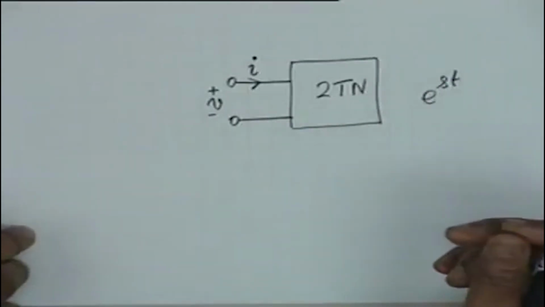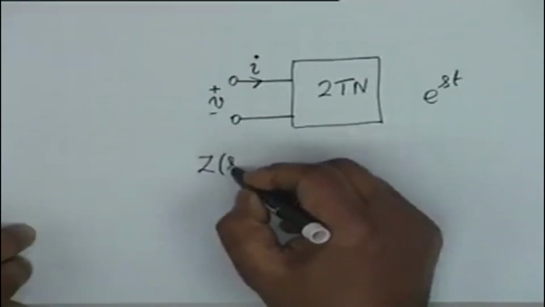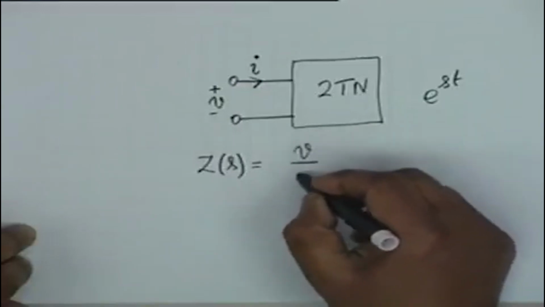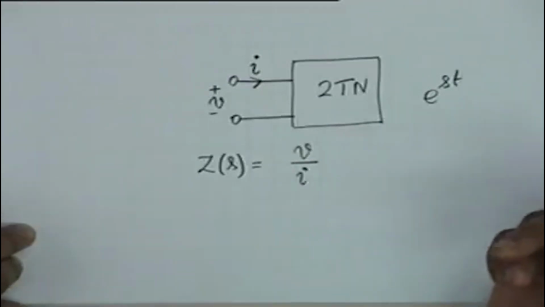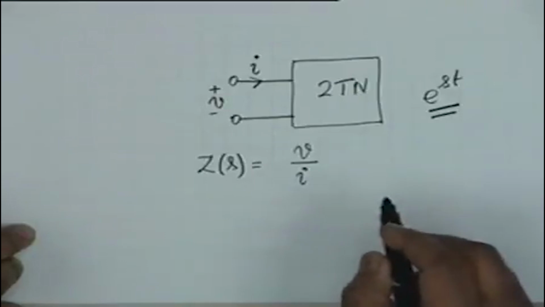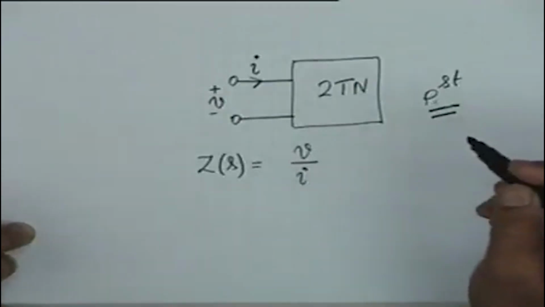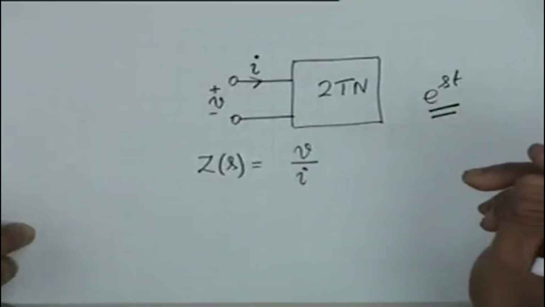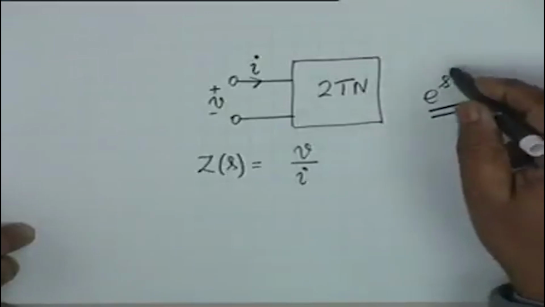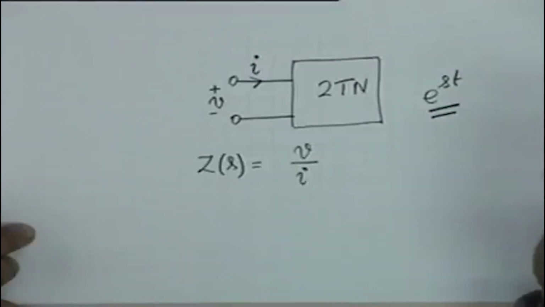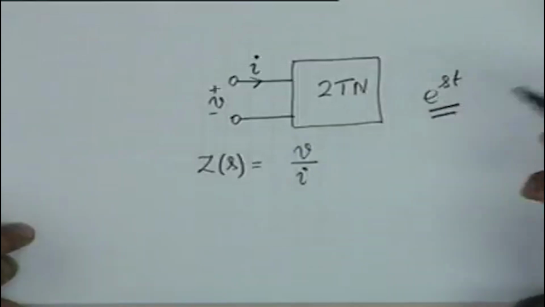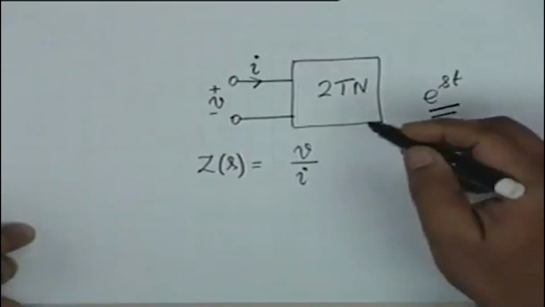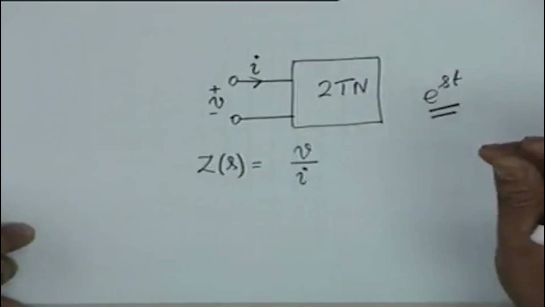The excitation could be either a voltage or a current, and we have defined that under this condition Z of s is the ratio of V by I, where one of them is an excitation and the other is a response of the form e to the power st. One point that needs to be noticed is that when we speak of excitation as e to the st and the response is also e to the power st, we imply that the network under consideration is initially relaxed.